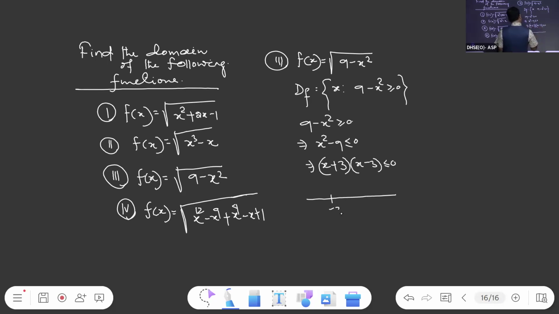The critical points are minus 3 and 3, plus, minus, plus, negative region. So minus 3 to 3, and so the domain of the function is minus 3 to 3.